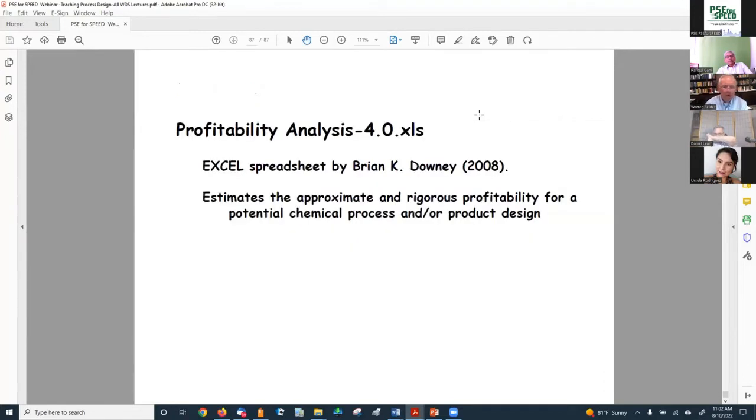So I'm skipping over that now with you. And a very important part of what we do for our students is we discuss in the book, in chapter 17 at the end, 17.8, I believe, the profitability analysis spreadsheet that was designed by one of our former undergraduate students. And this will estimate the approximate and rigorous profitability for a potential chemical process and or product design. So that's it. That's all I have to say for that. So now I'm going to stop the share and I'm going to turn it back to Danny.